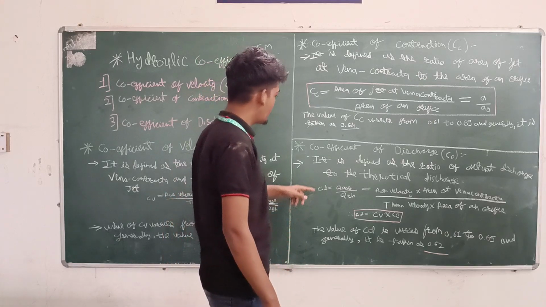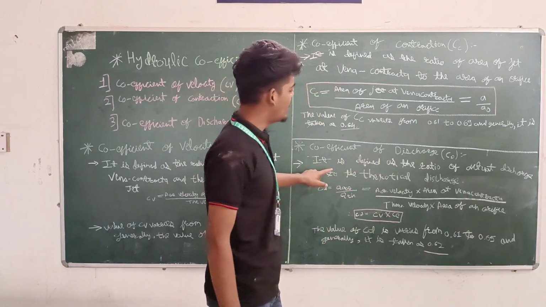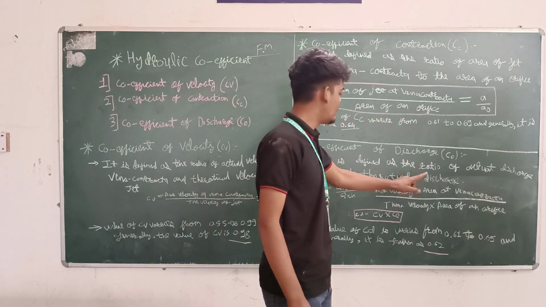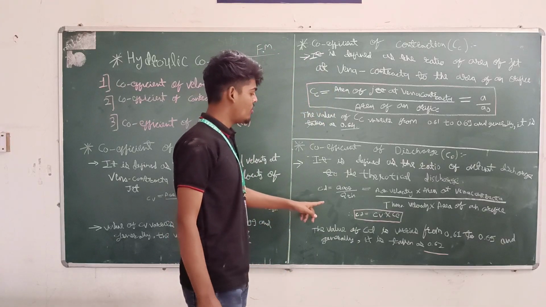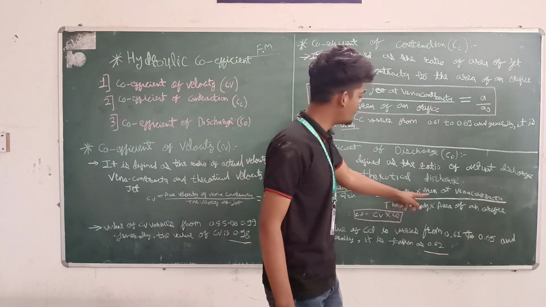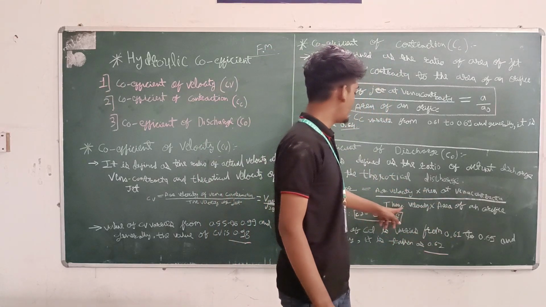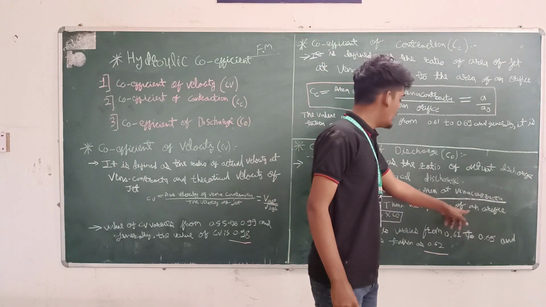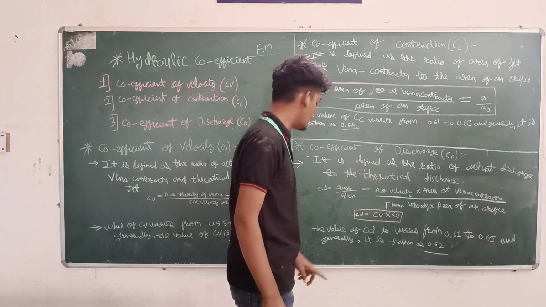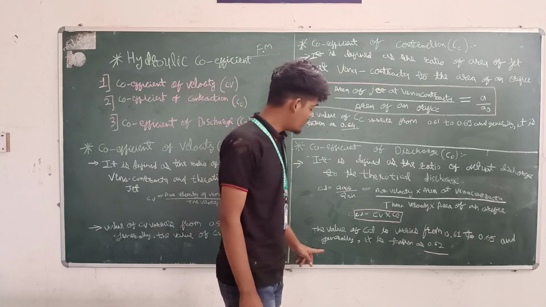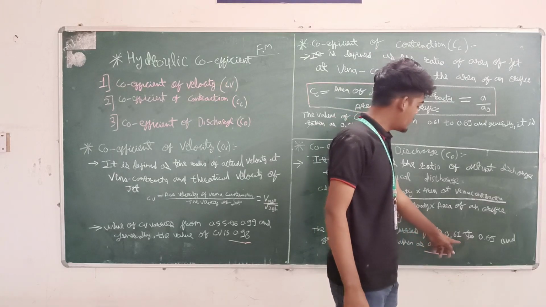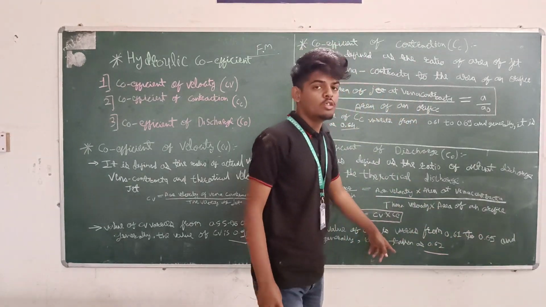So we will go to the next topic, coefficient of discharge. It is defined as the ratio of actual discharge to the theoretical discharge. For numericals we will take Cv into area at vena contracta upon theoretical velocity into area of orifice. So the formula is Cd is equal to Cv into Cc. The value of the coefficient of discharge is 0.61 to 0.65, and generally we will take 0.62.